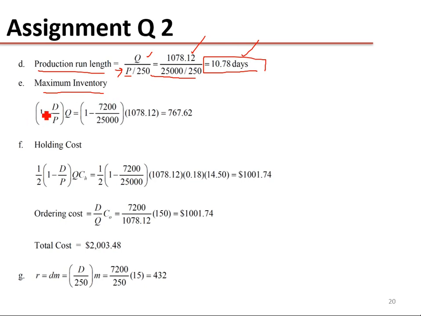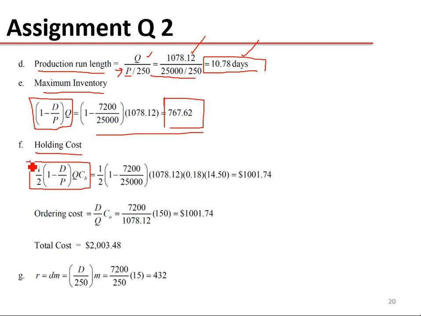Now we are going to get the formula: (1 - d/p) into Q. This is the formula, we already know this thing, and from this we can get the maximum inventory. So this is the maximum inventory you are going to keep over there, and this is the holding cost for this case. And the holding cost formula we already know. This is the formula for the holding cost, and all the values you now know. D you know, the p value is given in the statement, Q you have calculated, and Ch is given in the numerical.